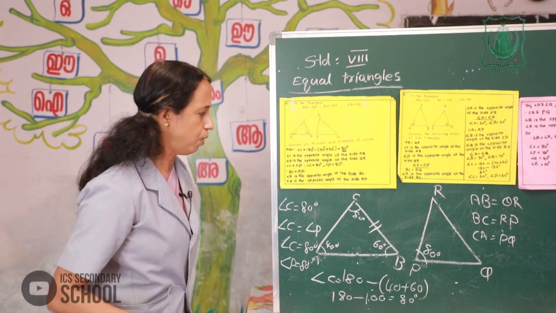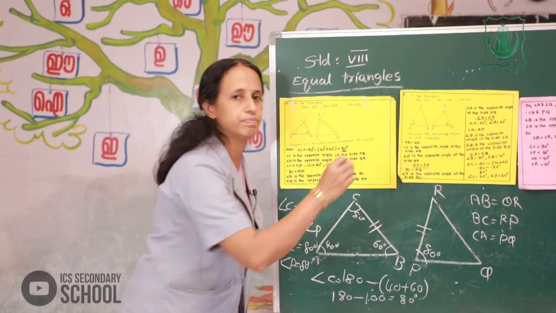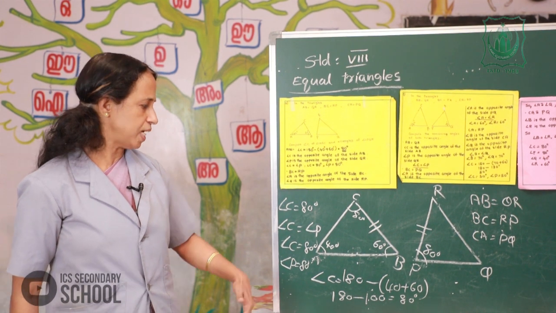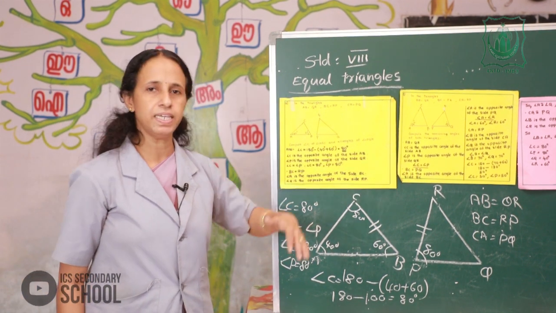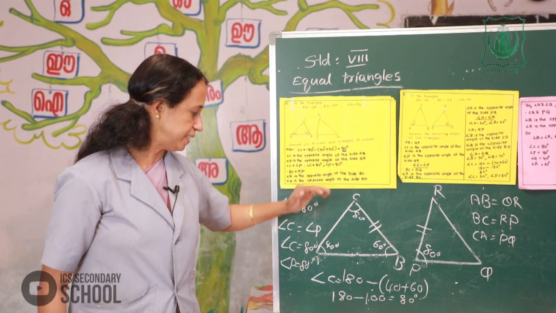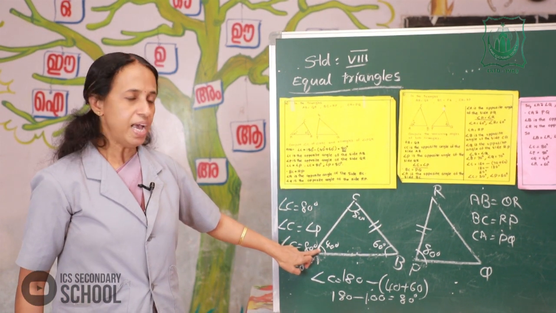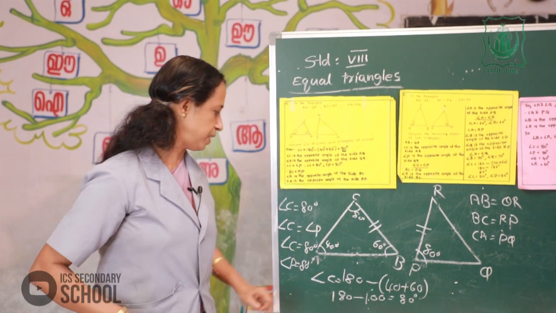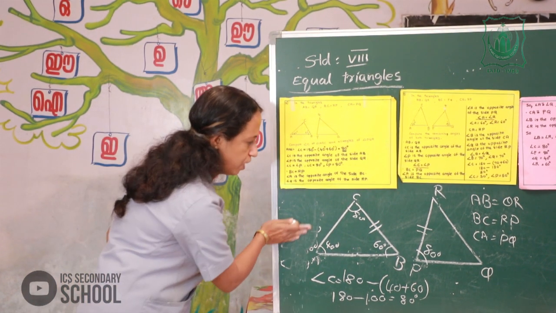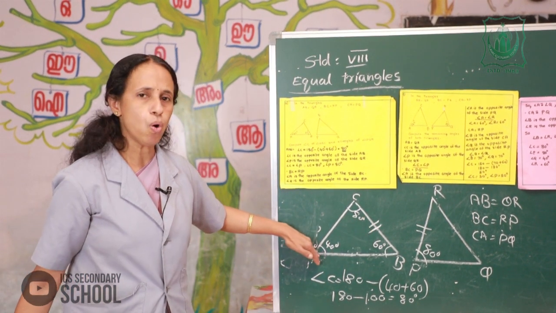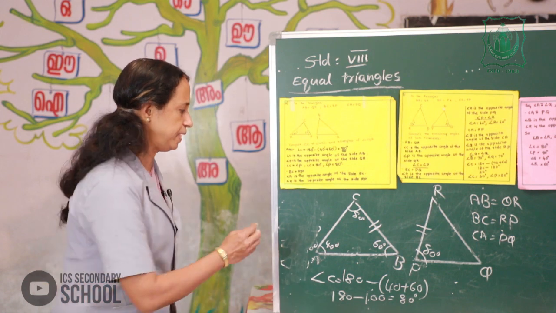BC equal to RP. Which angle is the opposite angle of the side BC? Angle A. Angle A is the opposite angle of the side BC.